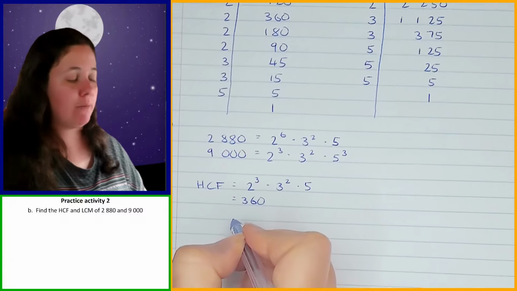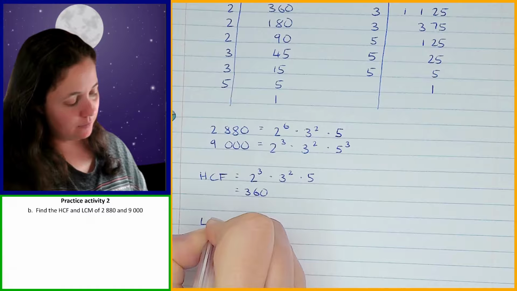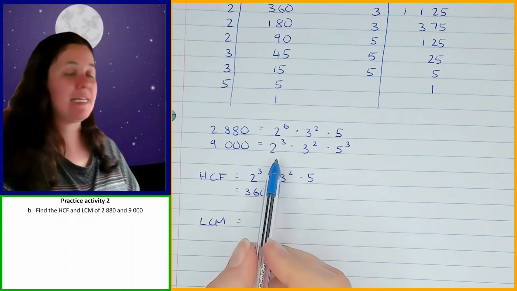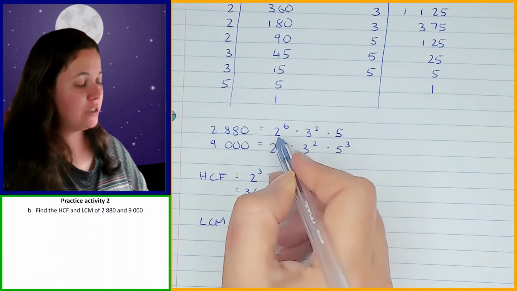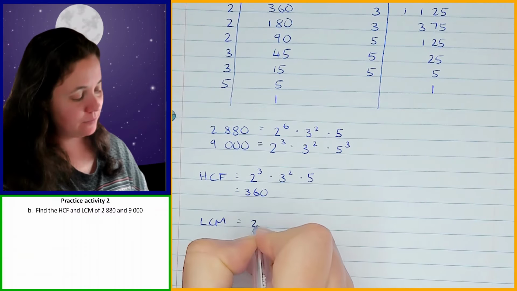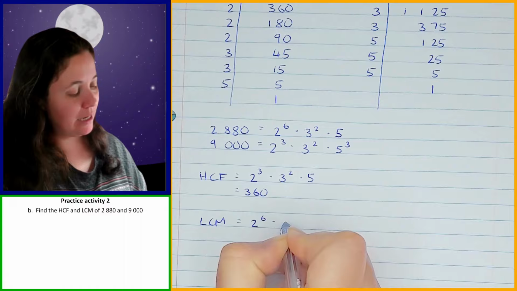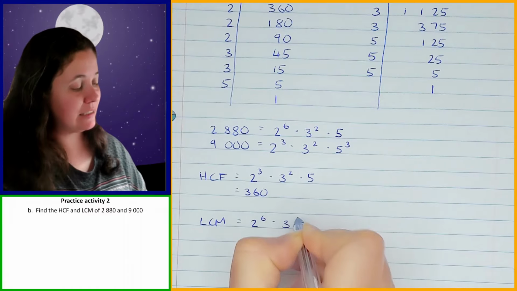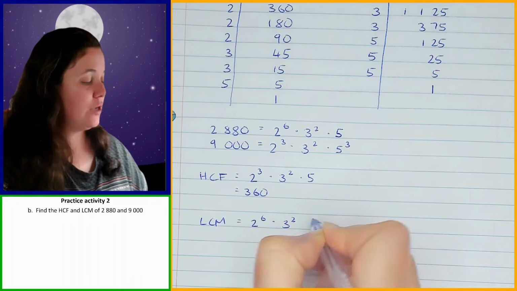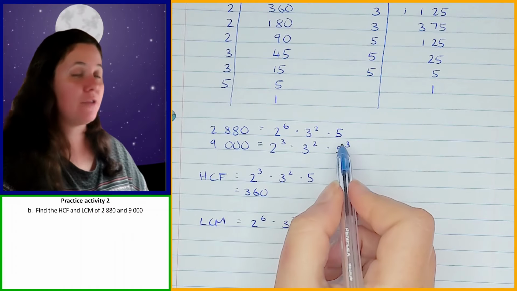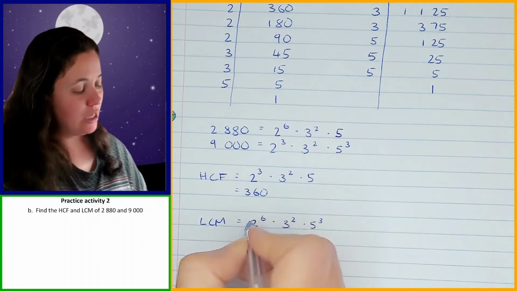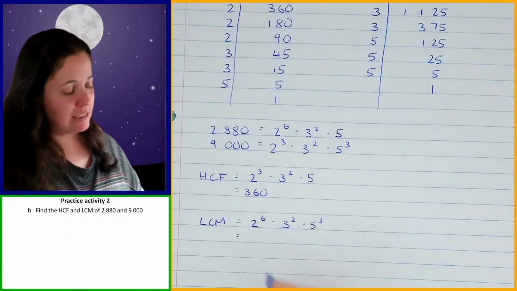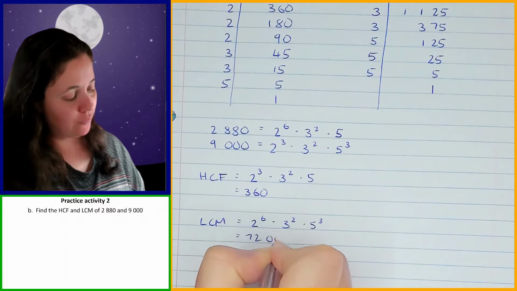Then the lowest common multiple, we're going to take the highest exponent of all the factors. So for the 2's, the highest exponent is 6. Multiplied by, for the 3's, they're the same, so it's 3 to the power of 2. And then multiplied by 5, the higher exponent is 3, so it's going to be 5 to the power of 3. So that's going to be 72,000, which is what you should have got for that one.